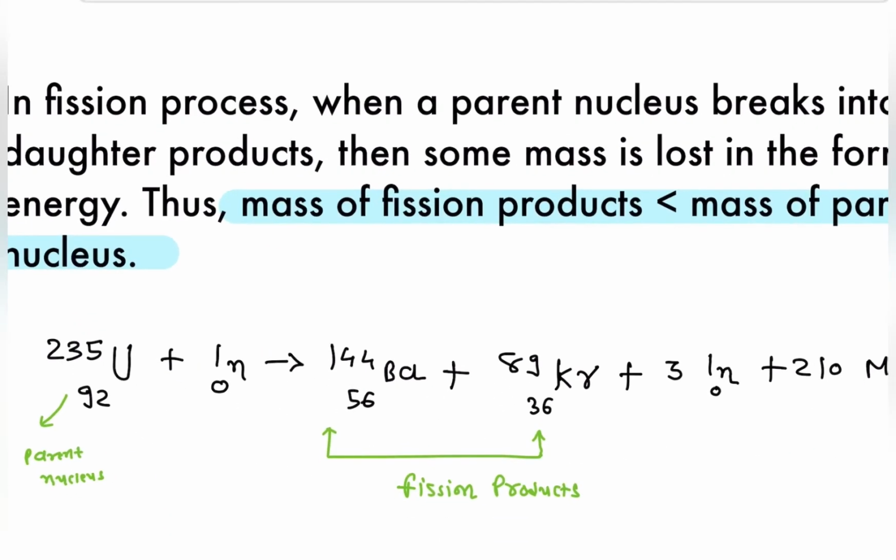For example, 235U92, that is the parent nucleus, breaks into barium and krypton, that is the fission products, or daughter nuclei. So the mass of the daughter nuclei, that is 56 and 36, is individually very small as compared to the mass of the parent nucleus.